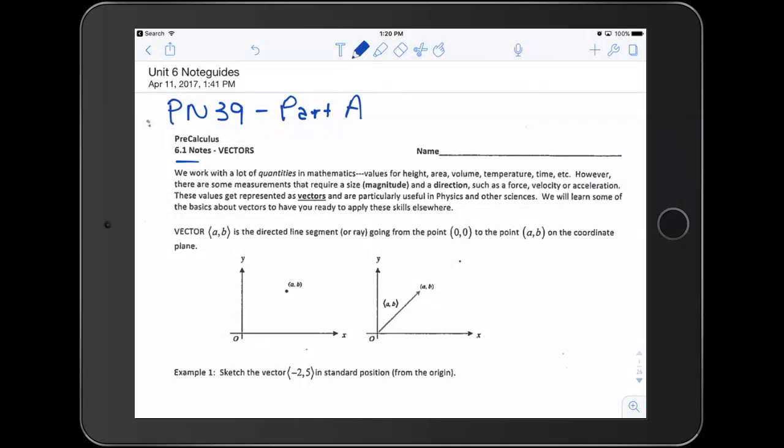Welcome to your PN39 notes. This is part A of a two-part series on vectors. This is associated with 6.1 in your textbook. And at the very top, it talks a little bit about what we're doing here.